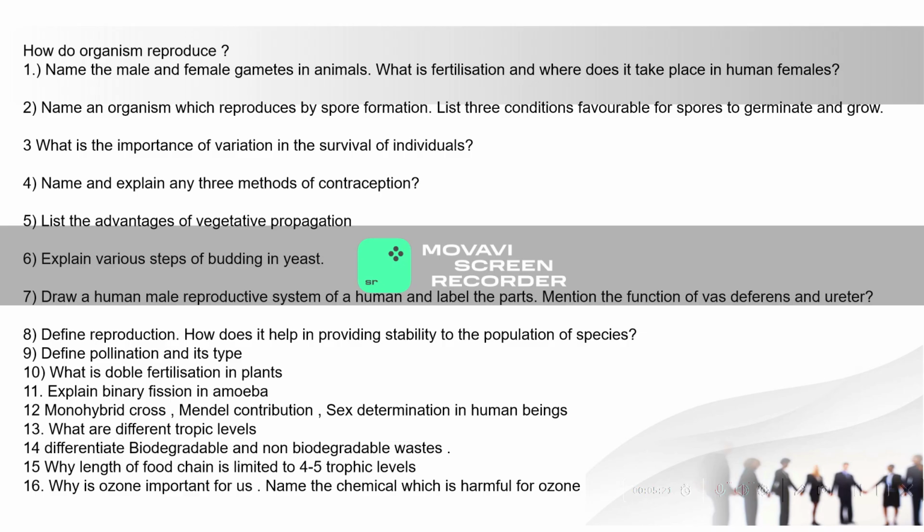Then how do organisms reproduce? Name the male and female gametes in animals. So we know that male gametes in humans are sperms and female gametes are ovum. What is fertilization? Fusion of male and female gamete. Where does it take place in a human female? So we know that it is the fallopian tube. Name an organism which reproduces by spore formation. You can talk about bread mold, Rhizopus.